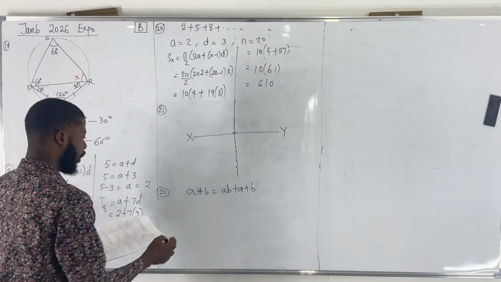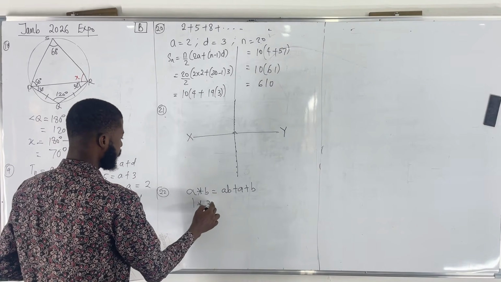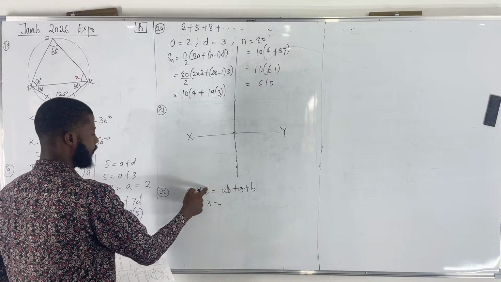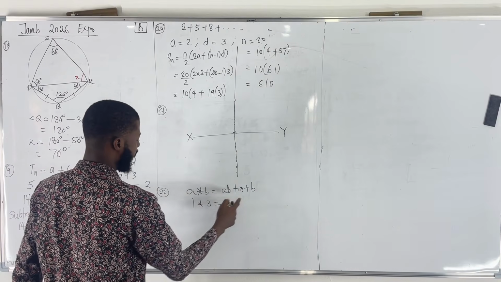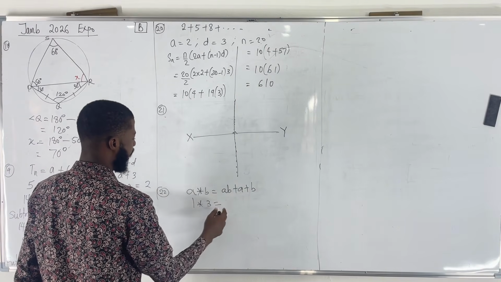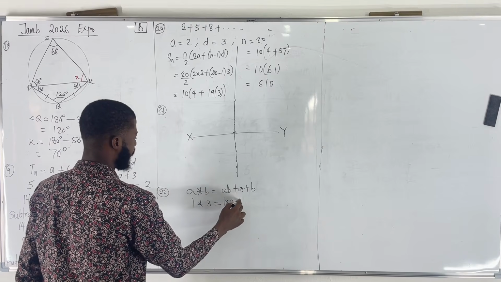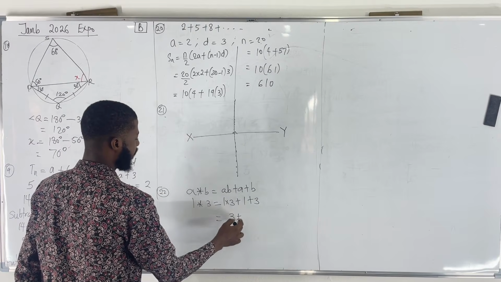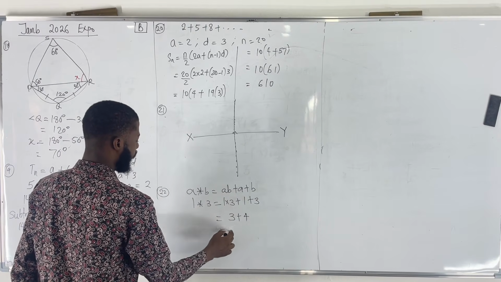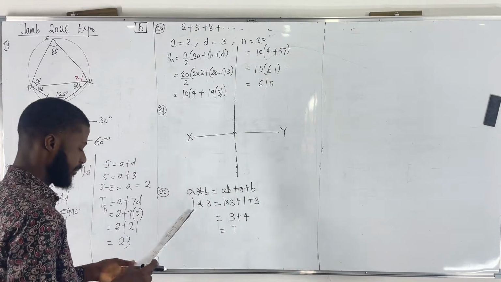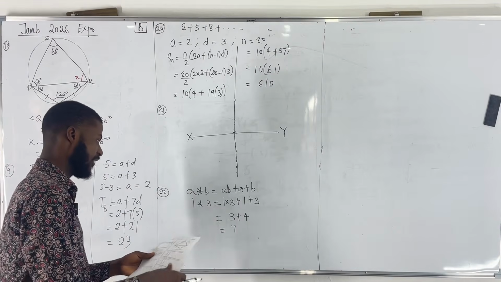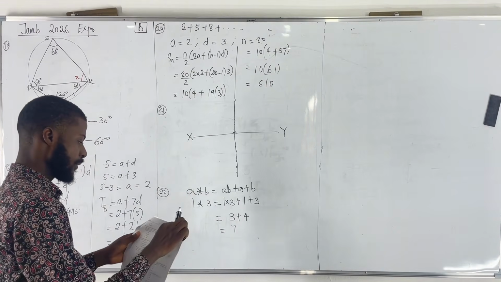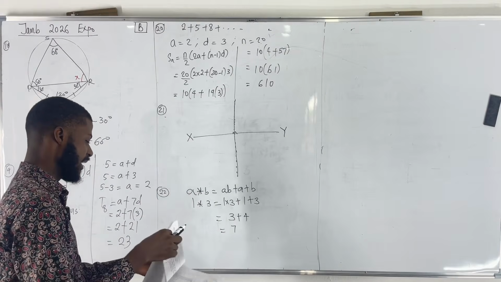Now, we have to compute 1 operation 3. So A is 1, B is 3. So anywhere you see A, you're going to write 1. Anywhere you see B, you're going to write 3. So this will be 1 times 3 plus 1 plus 3. 1 times 3 is 3. 1 plus 3 is 4. So the answer of this will be 7. So that is the answer for that very equation. Okay, let's move on to the next one.